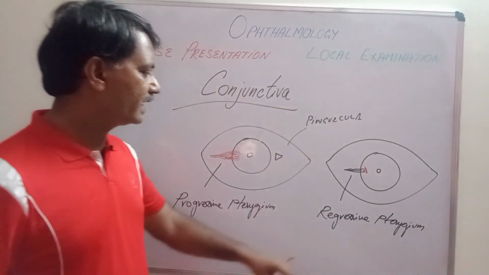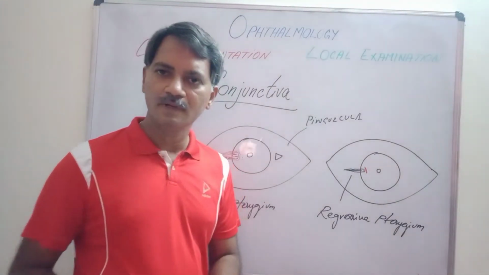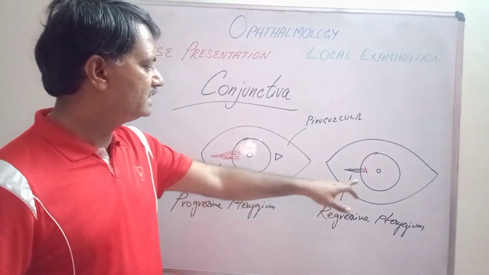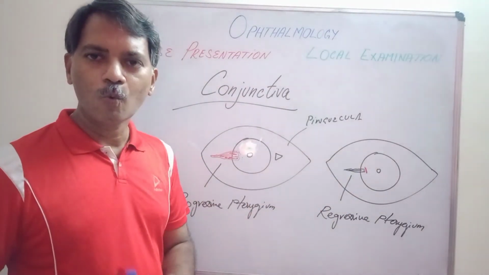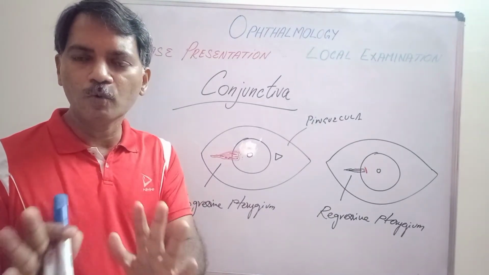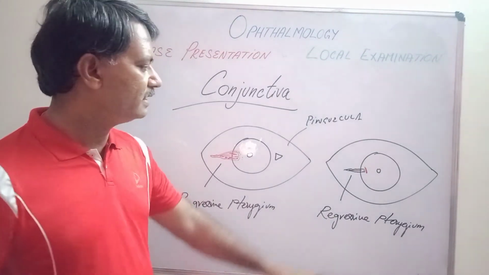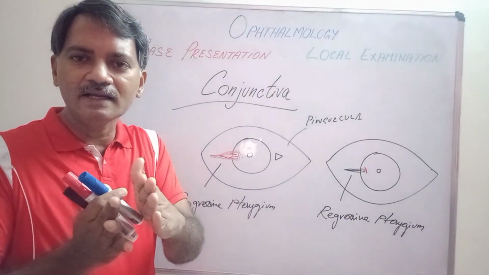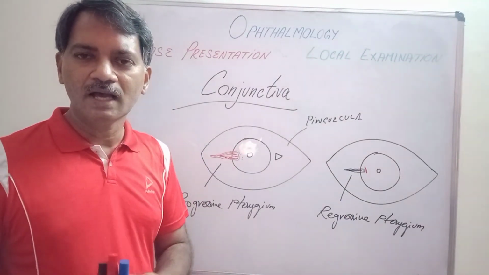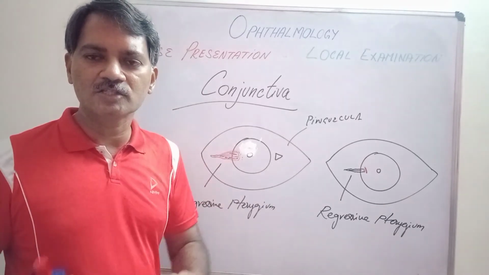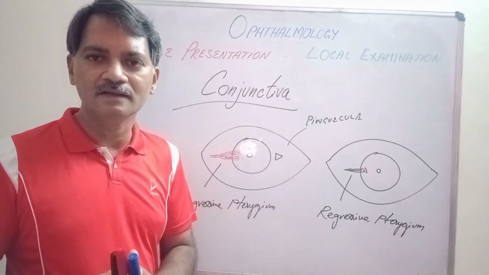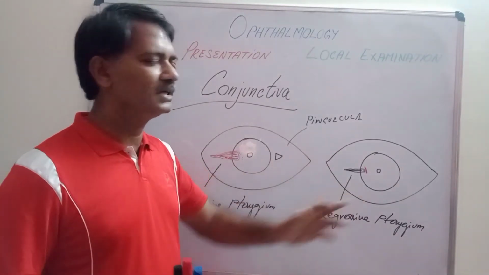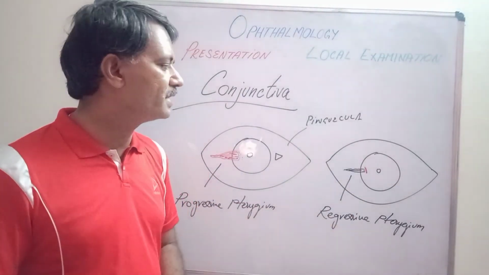Next, coming to the regressive type of pterygium, because the pterygium has already stopped growing, it will appear whitish or brownish in color, and it will be wrinkled and small, just as our skin gets wrinkled due to aging. Similar to that, it has stopped growing, so it gets wrinkled and there will be no vessels on it at all.